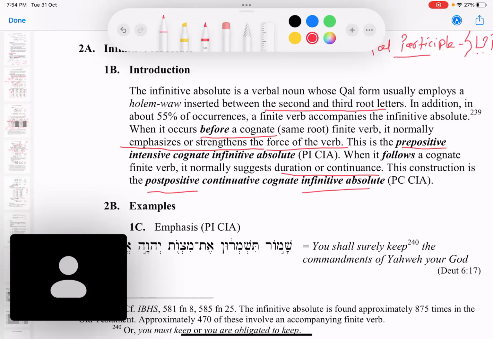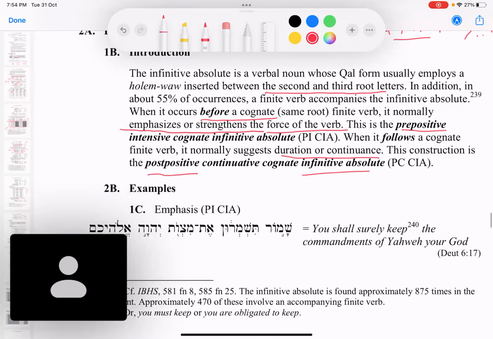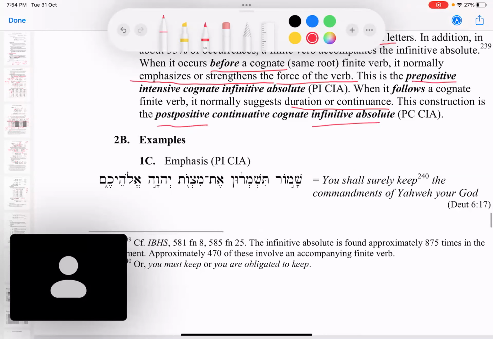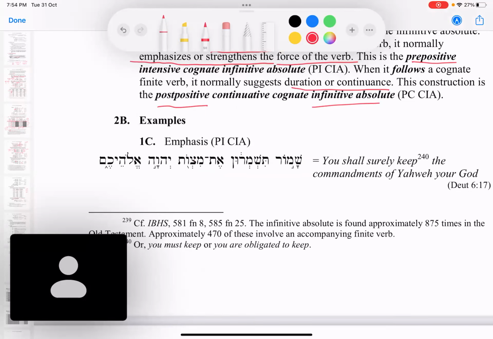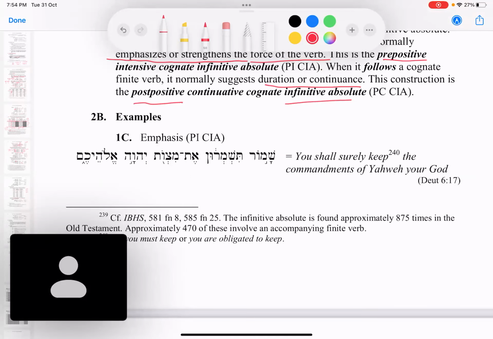Now, the difference between these two is when it emphasizes or strengthens the force of the verb, that time it occurs before. But when it suggests duration or continuance, then it follows the finite verb. I will give you an example so that you'll understand. Now see here, the example of PICIA. It is given over here.